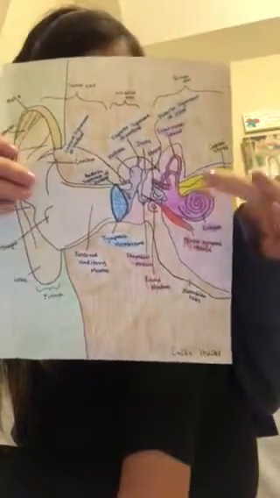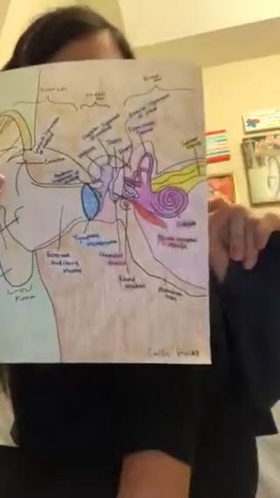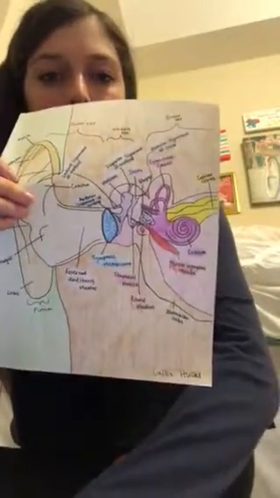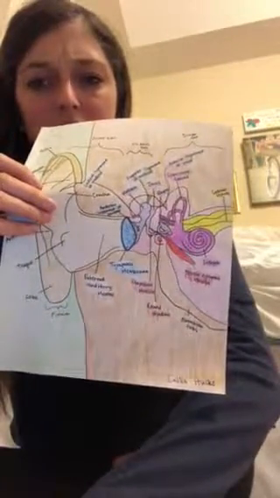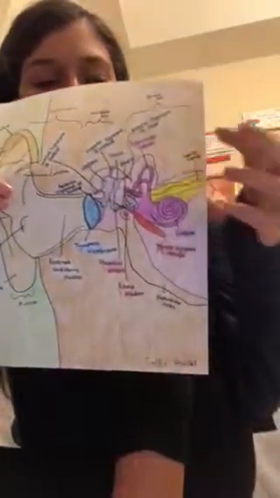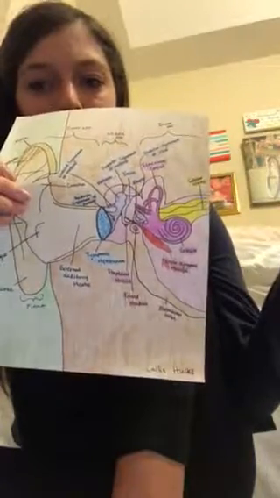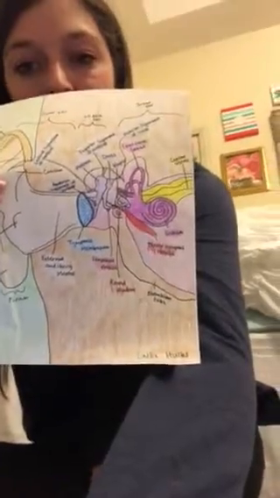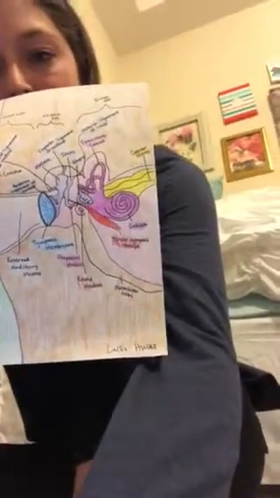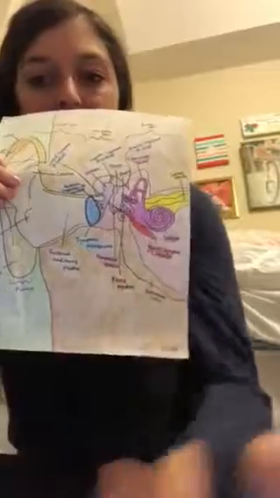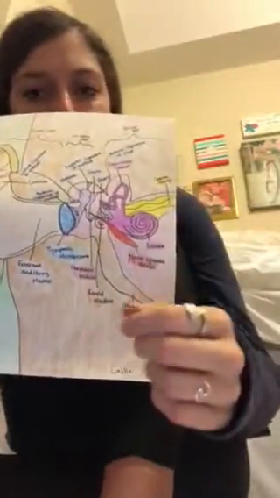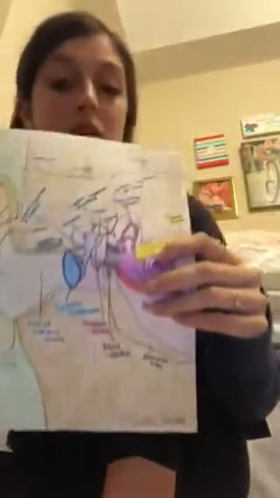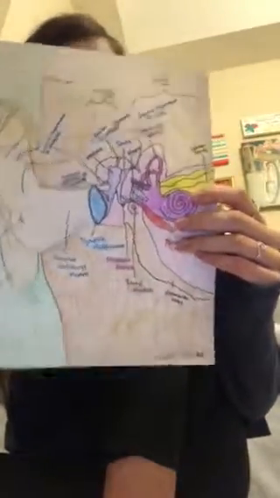And the cochlea has 3 different parts within itself. It has the scala tympani, the scala vestibuli, and the scala media. So perilymph is found in the scala tympani and the scala vestibuli, and then endolymph is found in the scala media.